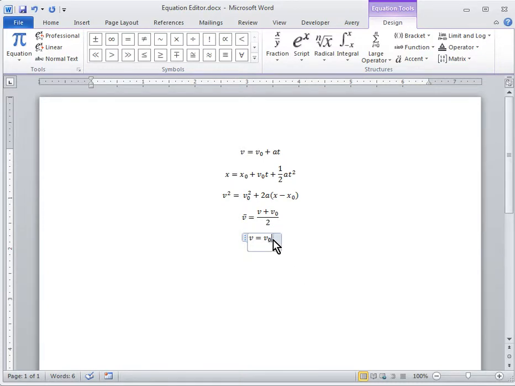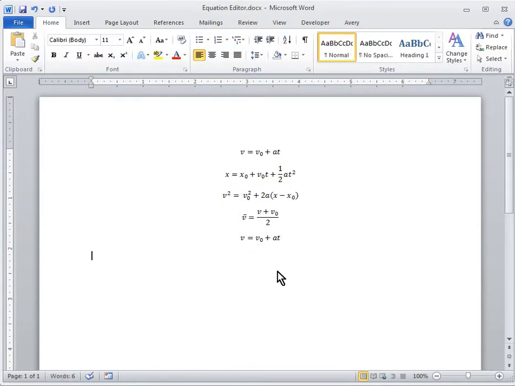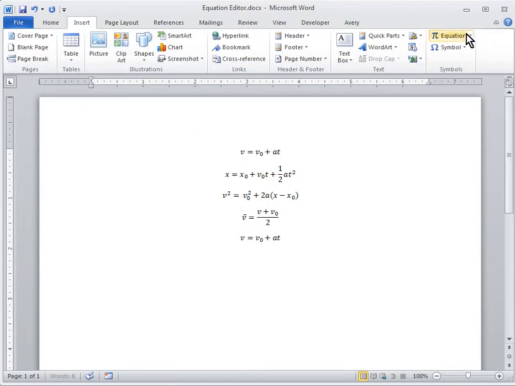If you keep typing, it'll just keep adding stuff to the 0, but if you click just to the outside of that, it'll be ready for something new. You just type plus and then AT and return. We've created our first equation using the equation editor. The next one's a little bit more complicated, but not much. Let's try that one. Insert equation.